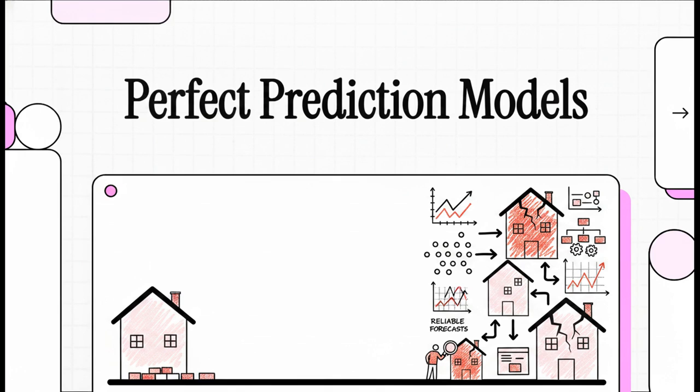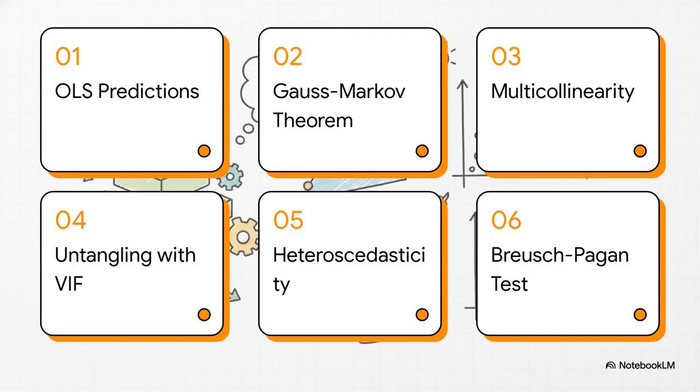We'll start by pouring a solid foundation, then we'll learn how to spot structural cracks, and finally, we'll bring in the inspectors to make our repairs. Let's get into it. So here is our roadmap for the build.